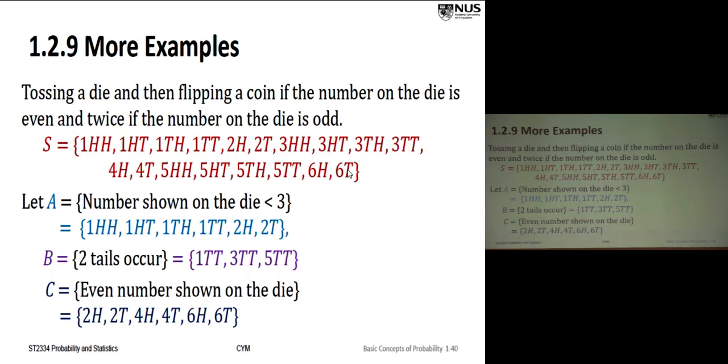So let's introduce an event, A, which is the number shown on the die is less than 3. Well, this event is basically going to be this one, this one, this one, this one, this one, and this one. Okay, so that's the set A. The set B is 2 tails occur. Well, this is slightly more complicated because I get this one, and this one, and I think this one. So I only have 3 elements in this event. And then C says even numbers shown on the die. So that's again a 2, 4, or 6. Those are my 3 events.